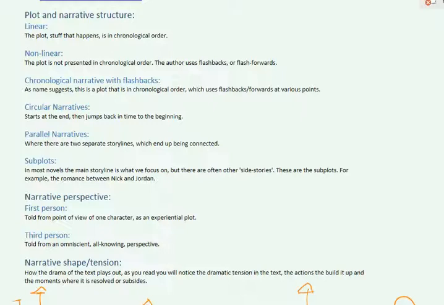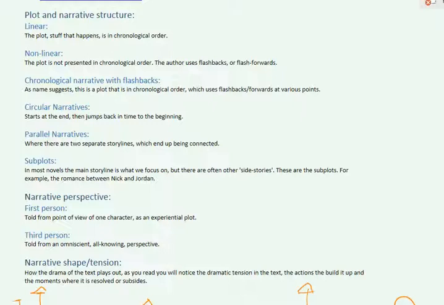Non-linear plots and narratives, much like The Great Gatsby, is where the plot's not presented in chronological order. You use flashbacks or flash forwards. All right, so The Gatsby is non-linear. Why? Well, we start with Nick Carraway, and he's basically told us, all right, I'm going to tell you everything about this guy, and I'm going to give you this background before I do. Right? Everything's happened, and he lets us know that.